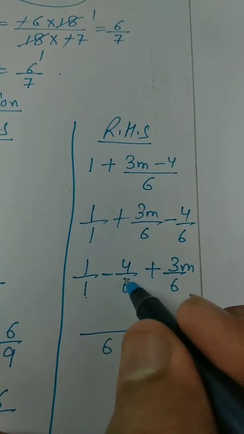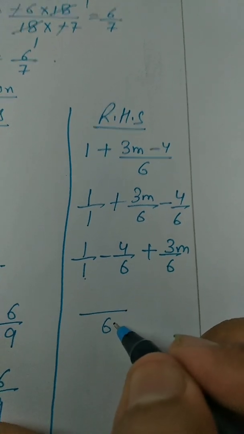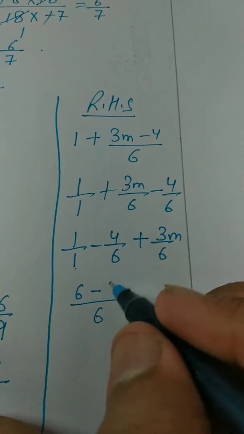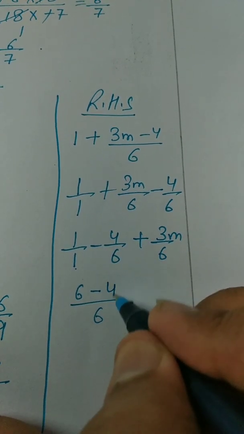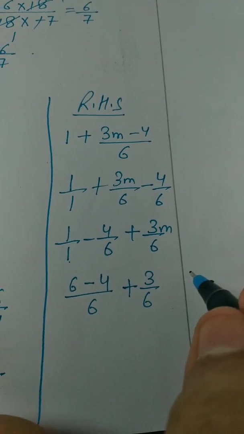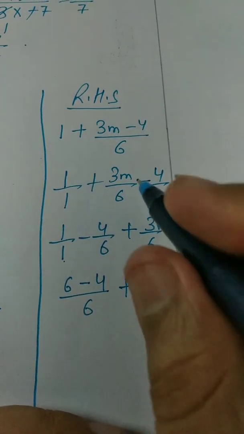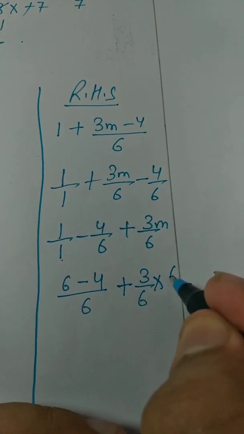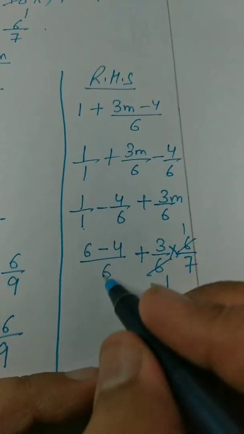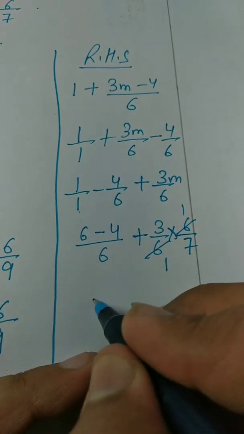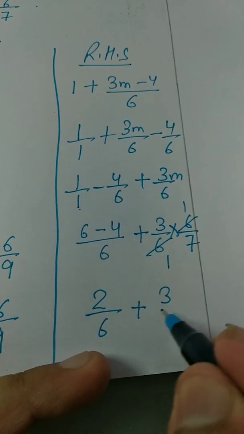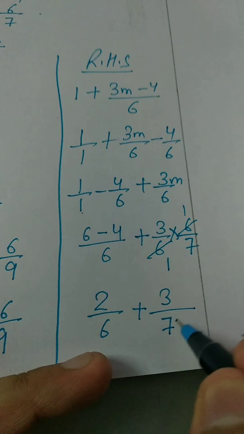Right? 1 की टेबल 6 कब आता है, 6 ज़ा, तो 1 multiplied by 6 is 6. माइनस 6 की टेबल में 6 कब आता है, 1 ज़ा, तो −4 multiplied by 1 is −4, plus 3/6. Right? Now put the value of m. Multiply by 6/7. 6 1 is 6, 6 1 is 6. Right? Now 6 minus 4 is 2/6 plus 3 1 is 3 upon 7 1 is 7. Right?